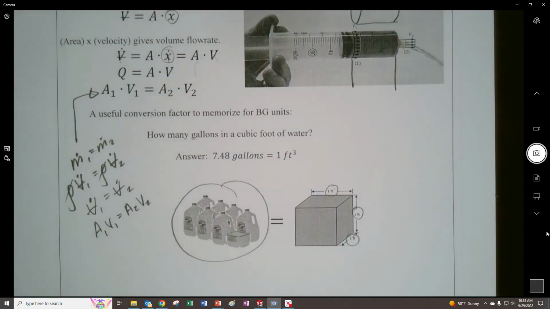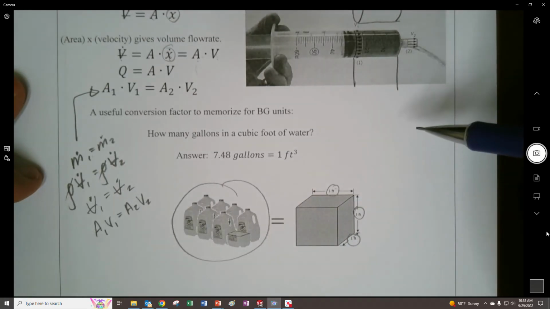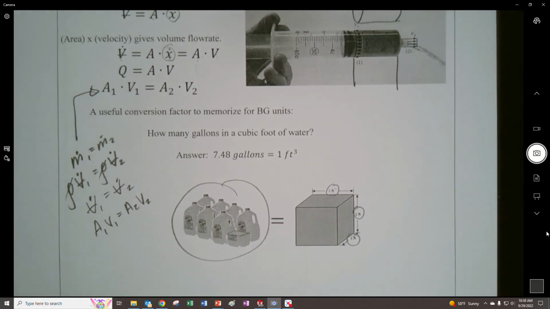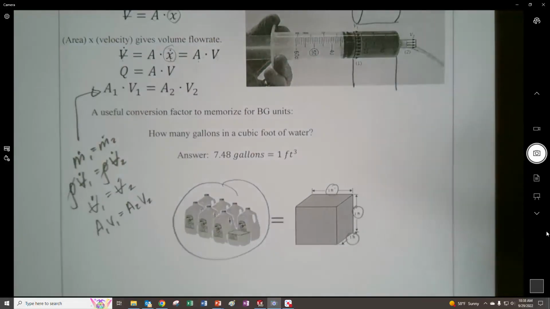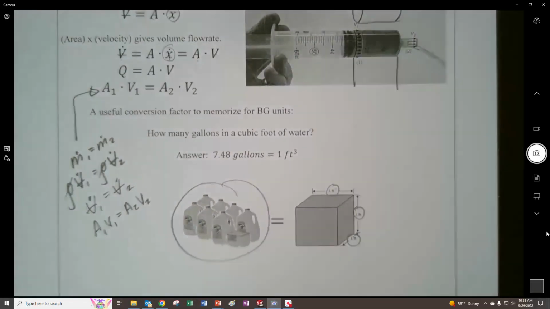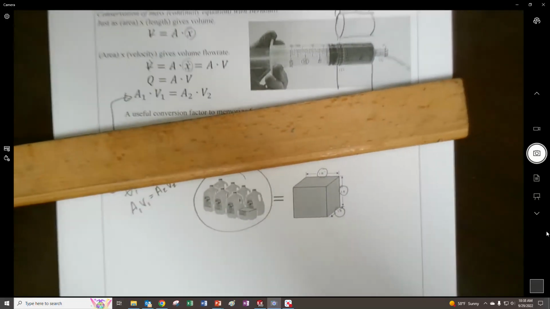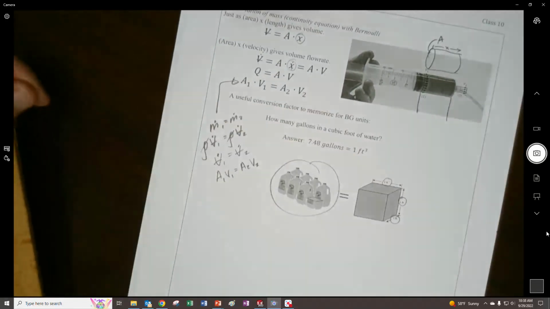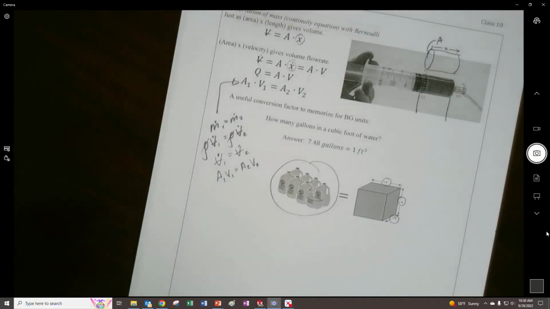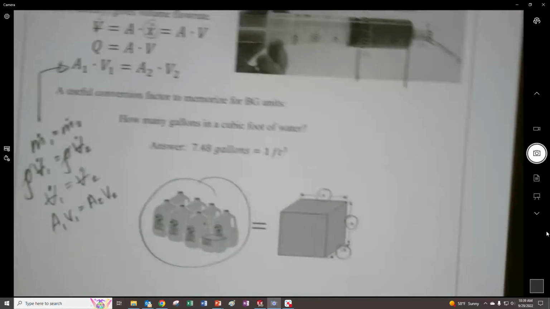It's kind of hard to imagine that would fit in there, but you could trust me that it does. You could get 7.5 jugs of milk inside a 1 foot by 1 foot by 1 foot box. It really is kind of hard to imagine, right? You try to picture that, a 1 foot by 1 foot by 1 foot box that you could get 7.5 gallons of milk in, but you can.